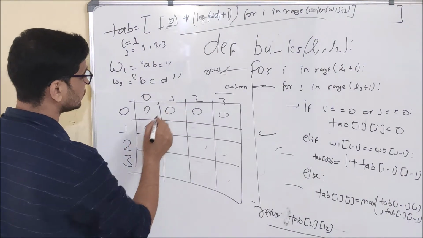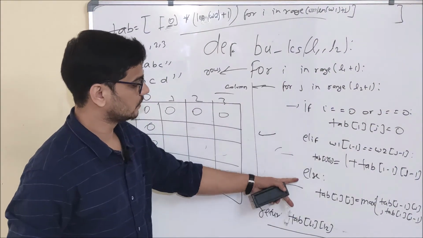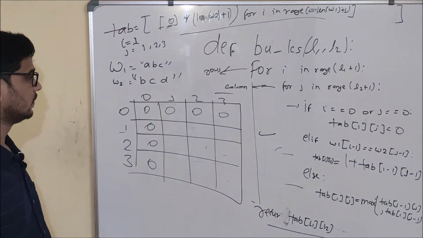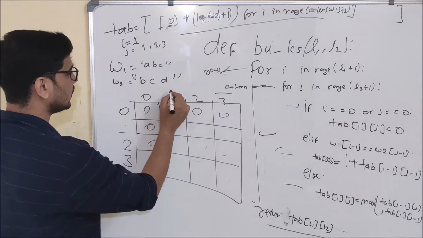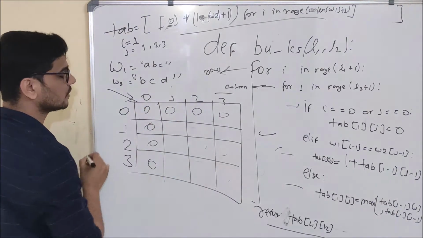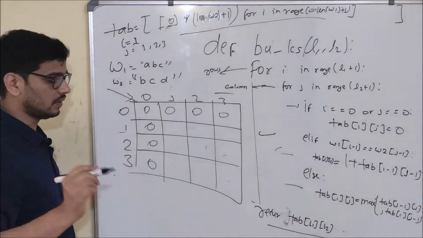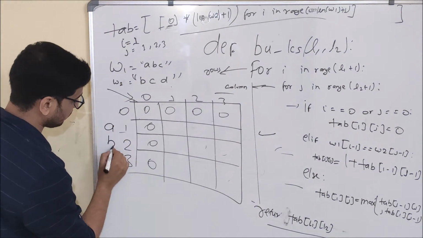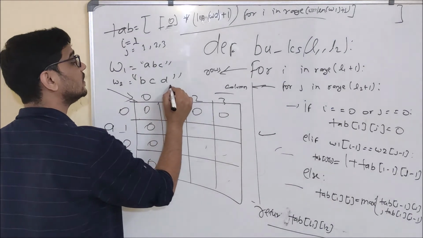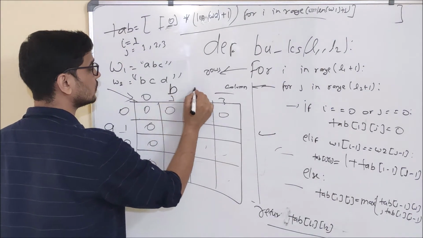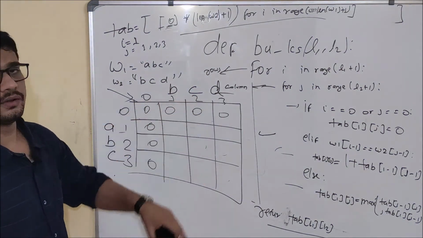We are going to update this tab of 1, 1. How are we going to update it? Using these two equations. First of all, I will write the corresponding values here. Our rows represent word 1, so A, B, C I am going to write here. And our columns represent word 2, so I am going to write B, C, D here, corresponding to their particular index.